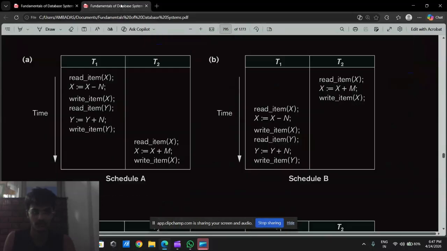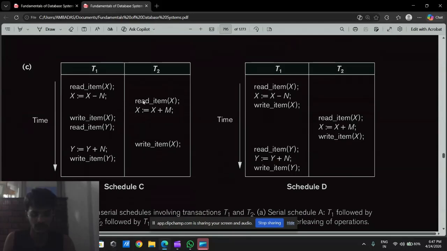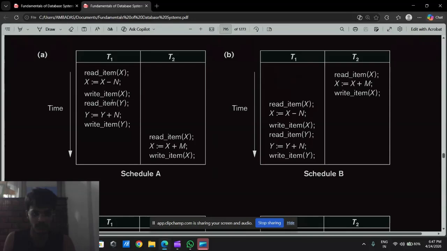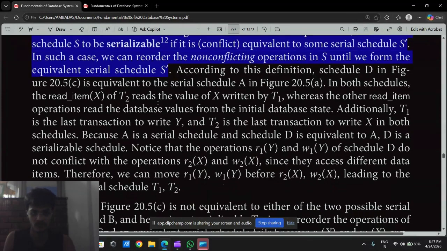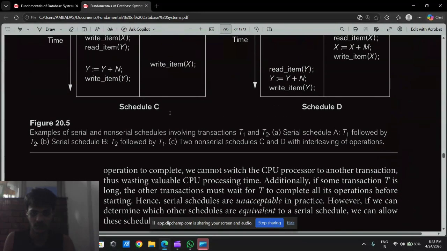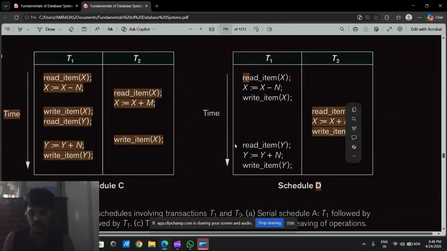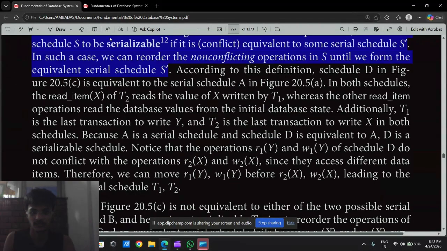So according to this definition, we are saying that this non-serial schedule C is equivalent to serial schedule A, and let's see why. I mean, my bad. They're talking about schedule D and not C. Schedule D is conflict equivalent to schedule A. They are saying that. Let's see why it's possible.